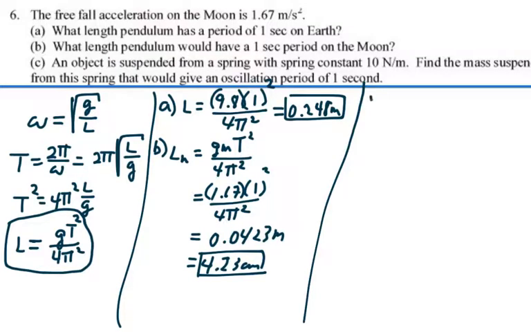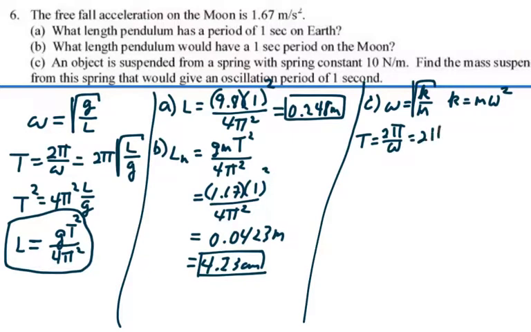Part C. Find the mass suspended from the spring that would give an oscillating period of 1 second with a spring constant of 10 newtons per meter. So in this case, omega is the square root of k over m, and hence k is going to equal m times omega squared. So the period, again, is 2 pi over omega, which is going to be 2 pi times the square root of m over k. Square both sides.